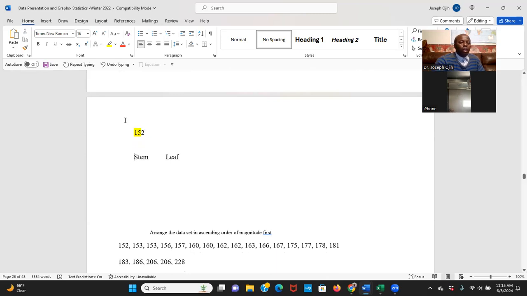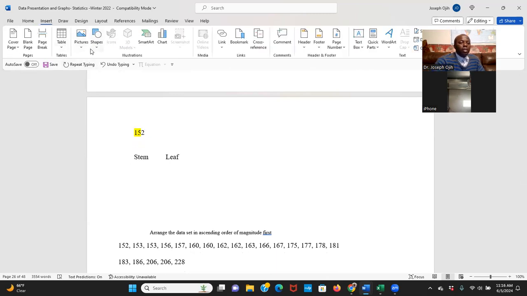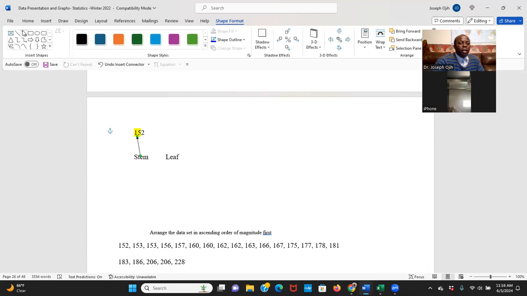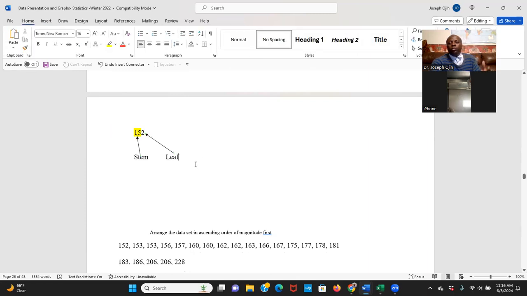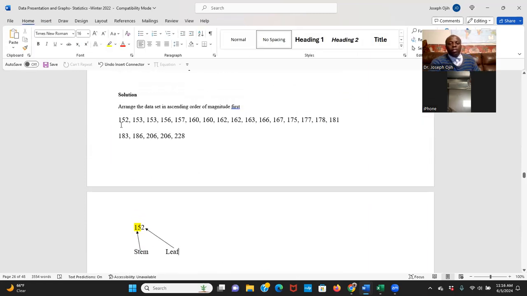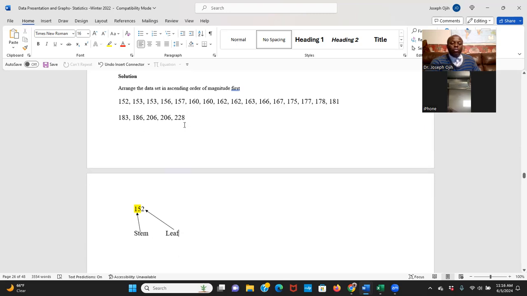So the stem is 15 for this one, and the leaf is the number 2, and so on and so forth. When you look at that, you can see that this is the first 2 digits. That means this is 50. If you're looking only at the first 2 digits, this is 15, 15, 15, 15, 15, 16. See that? And so on.